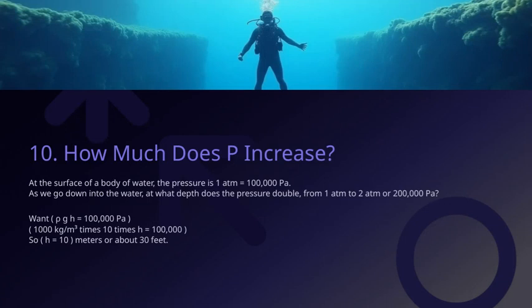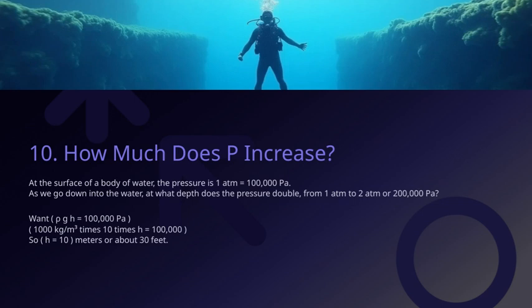All right, let's explore how pressure increases as we go deeper underwater. We know that at the surface, the pressure is 1 atmosphere, which is about 100,000 pascals. Now, according to the hydrostatic pressure formula, pressure is proportional to the height of the water column. When we look at the calculations here, if we set rho G H equal to 100,000 pascals, and using a typical water density of 1,000 kilograms per cubic meter, we find that this corresponds to about 10 meters, or roughly 30 feet. So, as we descend into the water, the pressure increases by about 100,000 pascals for every additional 10 meters.